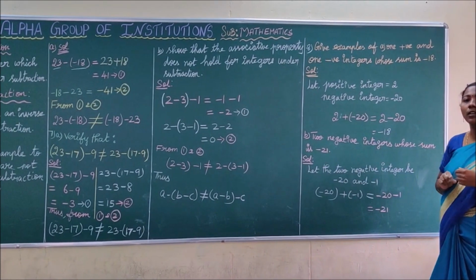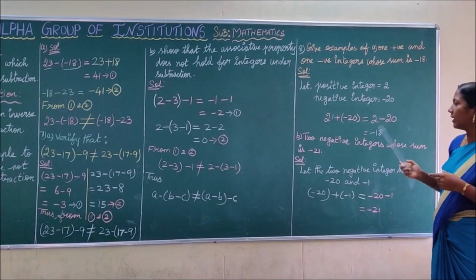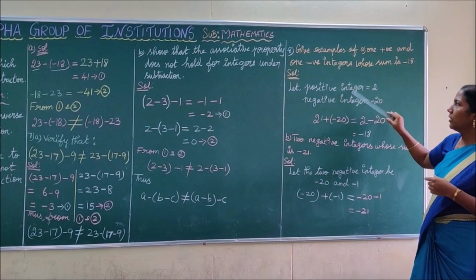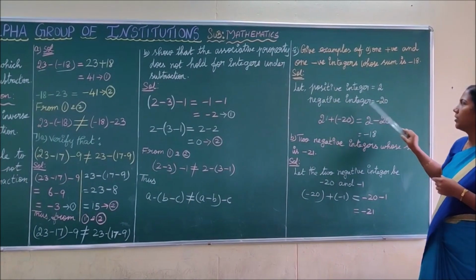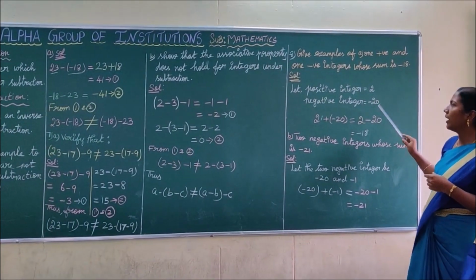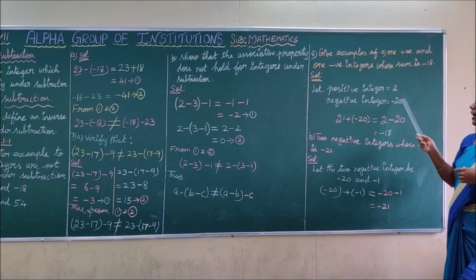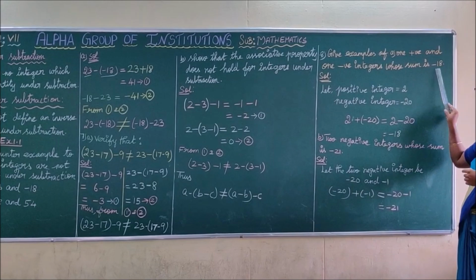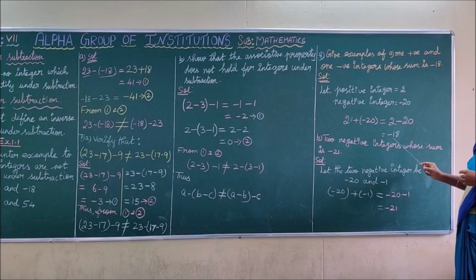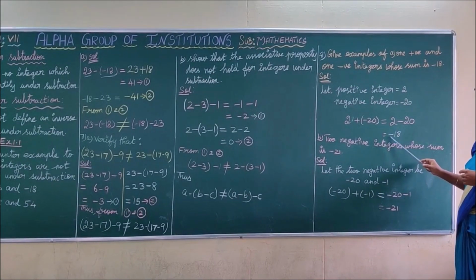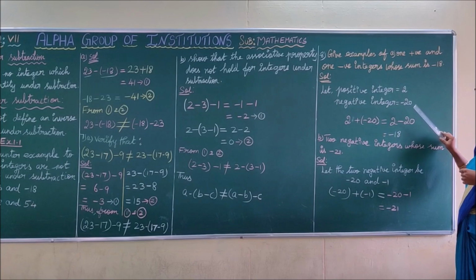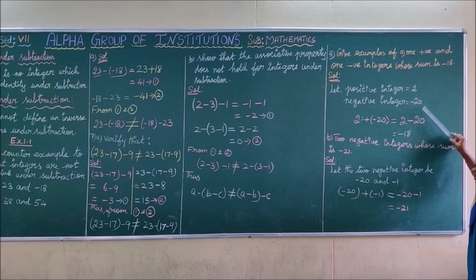You can also find some other numbers to get the answer minus 18. See here, I take the positive integer 2 and the negative integer minus 20. Why I am taking the negative integer as bigger than the positive integer is, in the result, which is given in the question, minus 18, the result gets the symbol minus. So among the two numbers, you have to give the minus symbol for the bigger number. So I give the negative symbol to the bigger number.